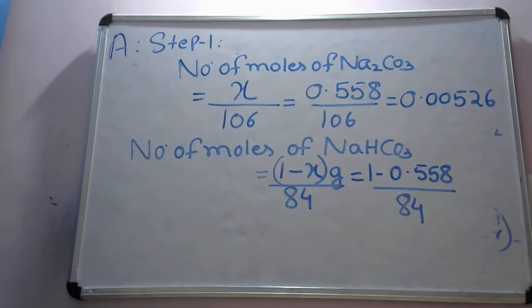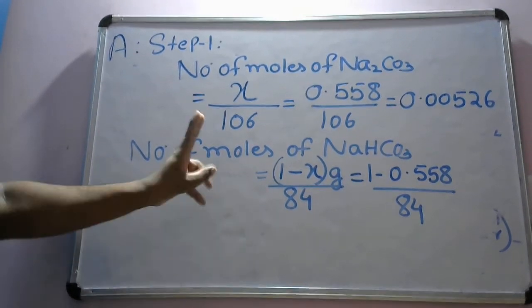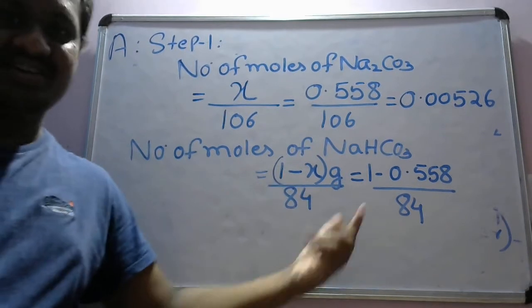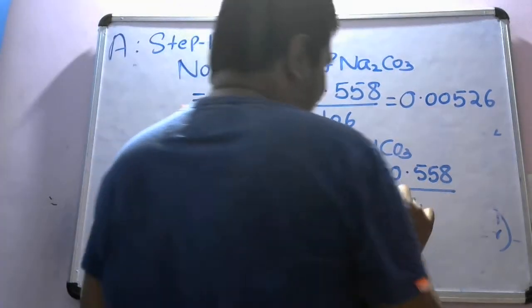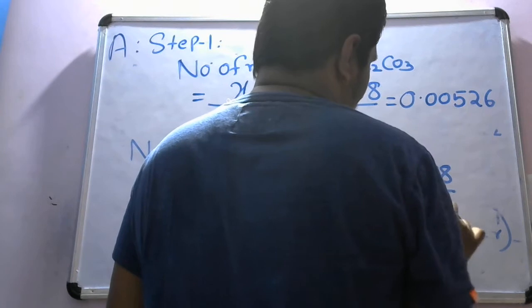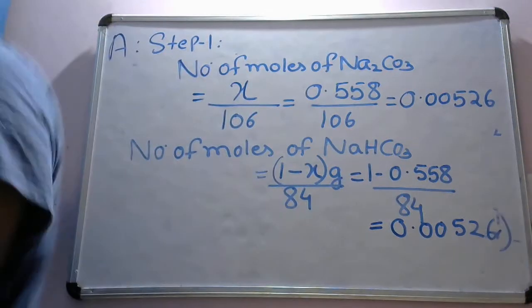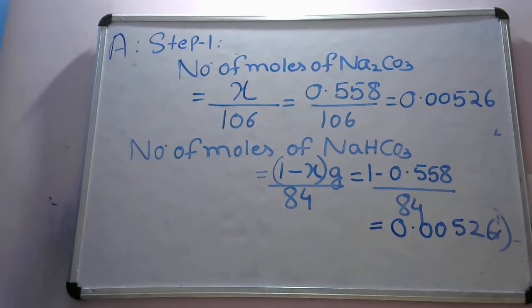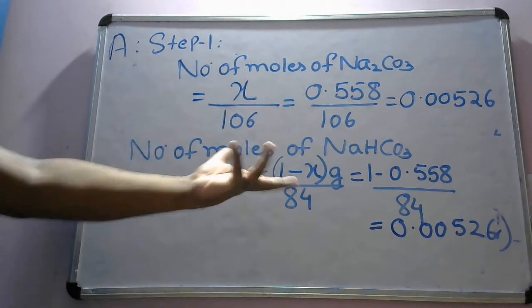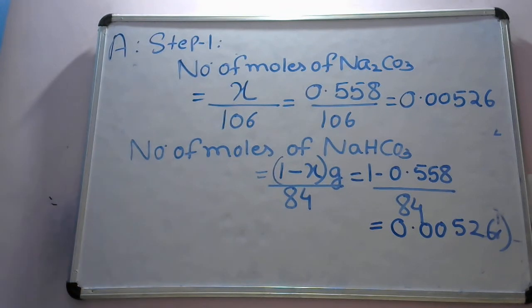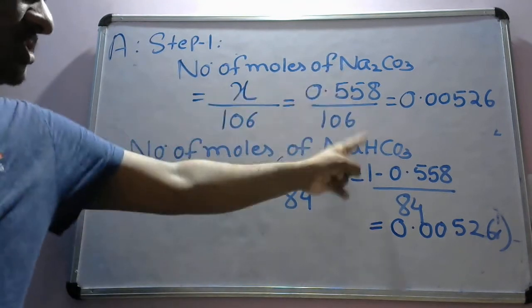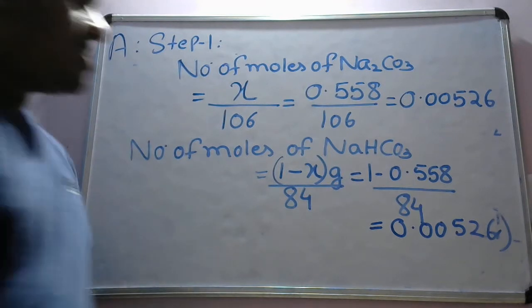and moles of NaHCO3, you see it is given equimolar, so the moles will be equal. The moles will be coming out to be 0.00526. You can calculate and you will obtain that only, 0.00526, because it is given that they are equimolar. Or after calculation also we will get the same thing. So we got the number of moles of Na2CO3 as well as NaHCO3. Our first step was over now.